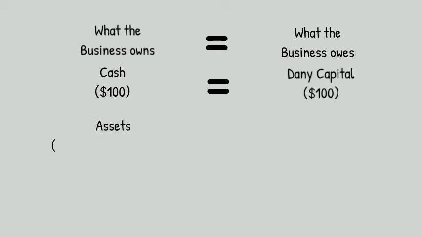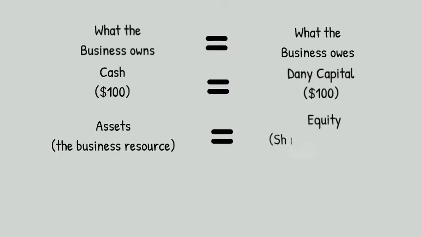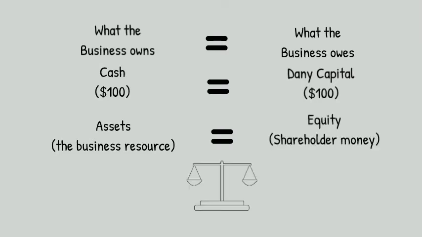Let's bring what we know so far to the accounting equation. What the business owns is equal to what the business owes. Cash of 100 is equal to Dany's capital of 100. In other words, total assets, or the business resources, are equal to total equity, the shareholder's money, and both sides are balanced.